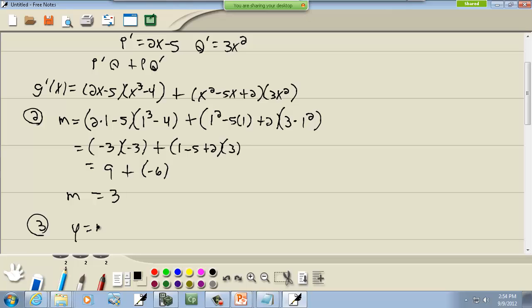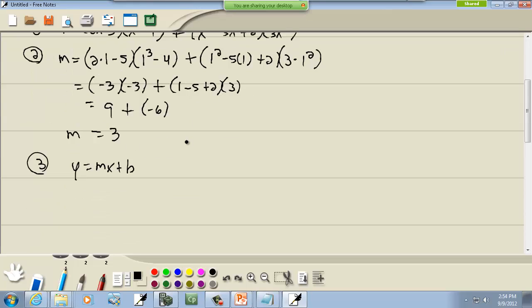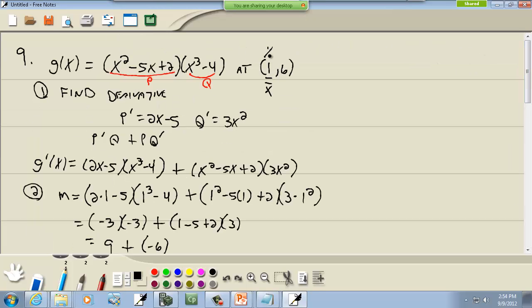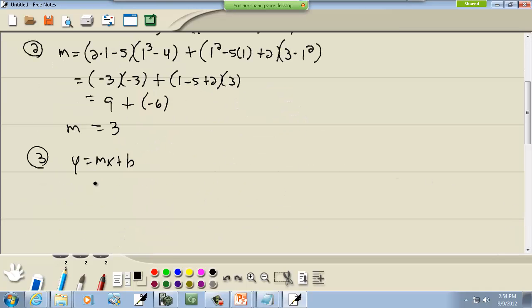Well, our third step, we're trying to find the equation of the tangent line. Like I say, we don't need to simplify that unless you just want to do it for fun, because we just want to find m anyway. Find the equation of the tangent line. We're going to plug this in for x. We'll plug that in for y. So y is 6. M was 3 from step 2, and x was 1, plus b. And then solve for b. 3 times 1 is 3. Take the 3 over, and we get b is equal to 3.